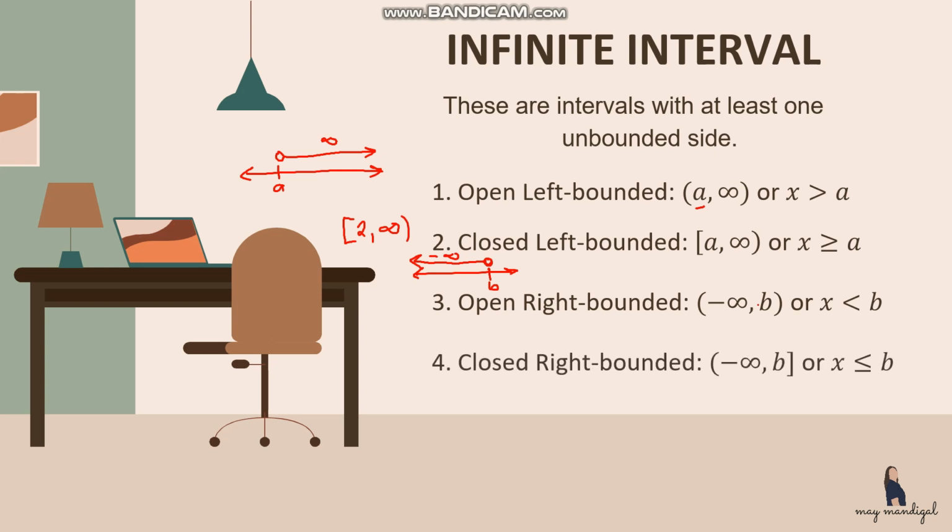And we also have the closed right bounded. So in this case, it's the same as the third one, but this time the boundary, which is b, is included. So x is less than or equal to b. And then lastly, we have what we call as unbounded. So in this case, there's no boundaries at all. So it extends from negative infinity to positive infinity. And that means we are considering the set of all real numbers for the values of x. So again, these are the infinite intervals. So there should be at least one unbounded side, or we can call it unbounded if there's no boundaries at all.